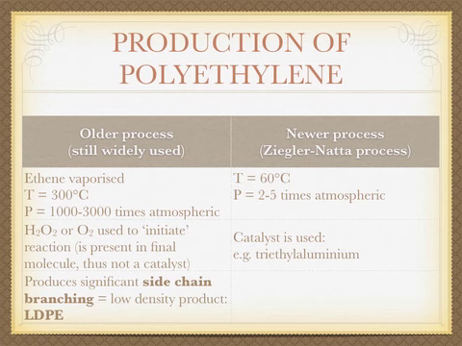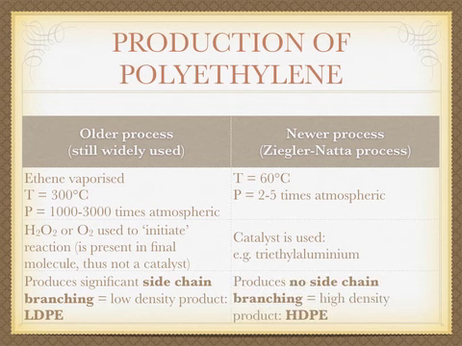This means that the molecule will have a long linear chain in the middle, but some little branches coming off the side. We'll see a schematic representation of this in a moment. We call this low density polyethylene because the presence of the branches stops close packing together.